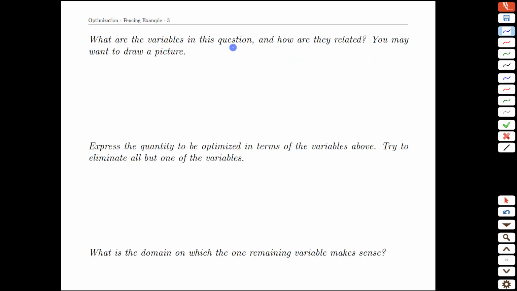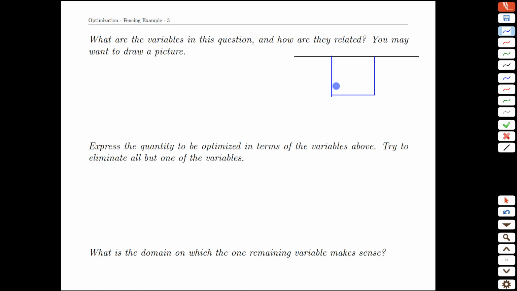So what are the variables in this question and how are they related? That's a natural next step once we've decided what we're aiming for. You may want to draw a picture. That is a severe understatement. You do want to draw a picture. In fact, in any of these geometric optimization problems, without a picture, you're likely going to make some kind of serious mistake. So let's start with that picture idea.